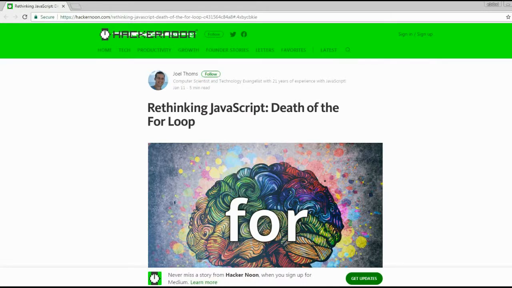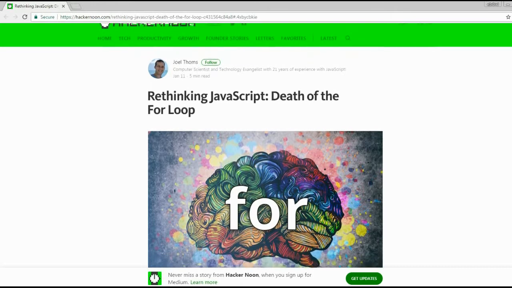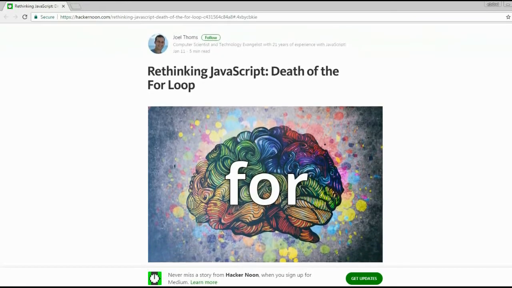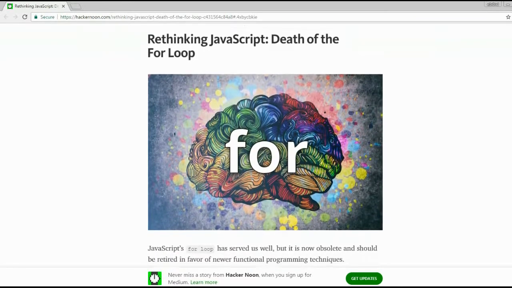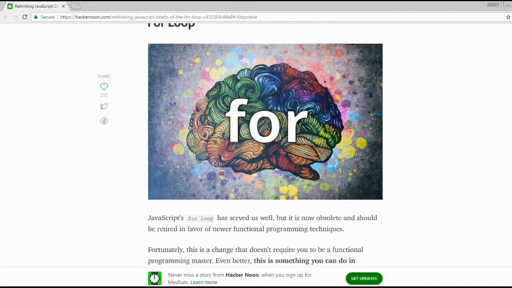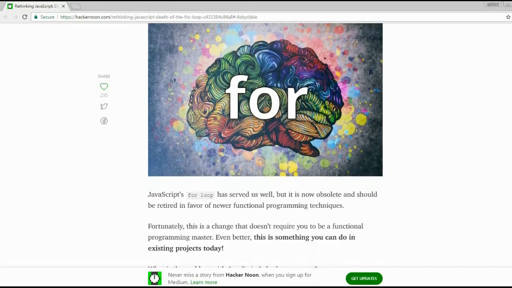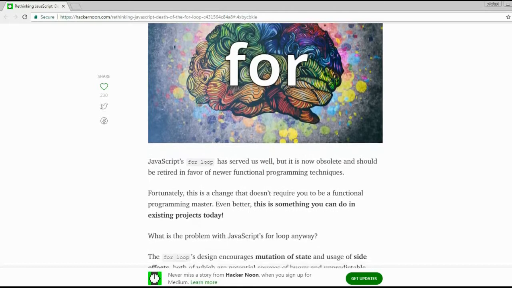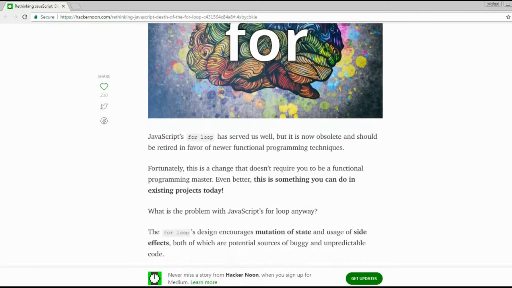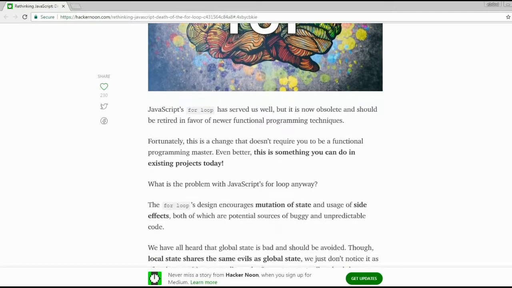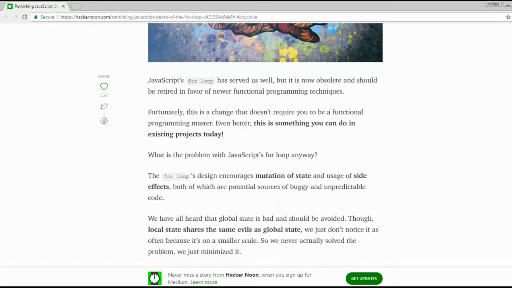Rethinking JavaScript, Death of the For Loop by Joel Thoms is just a tiny masterpiece of functional programming. As an example, the author demonstrates how a typical for loop could be transformed into pretty functions, because code that uses constants is sexy as hell.